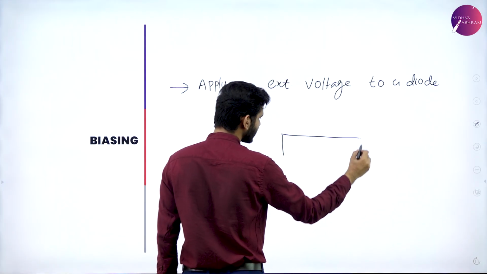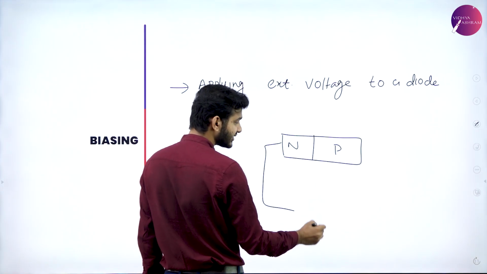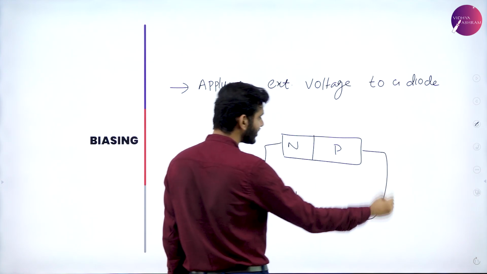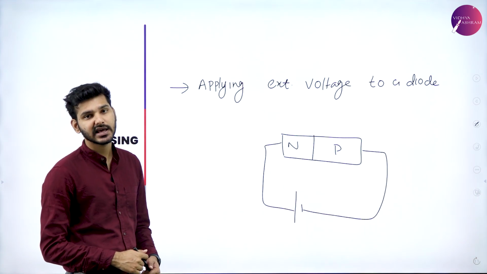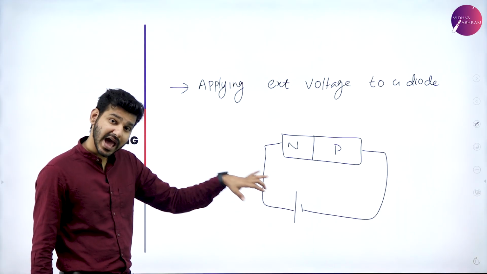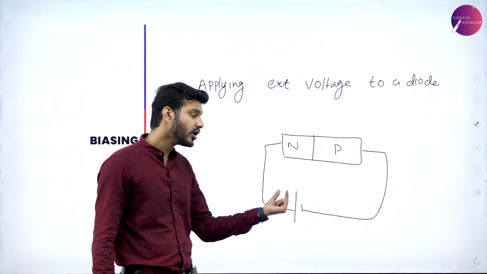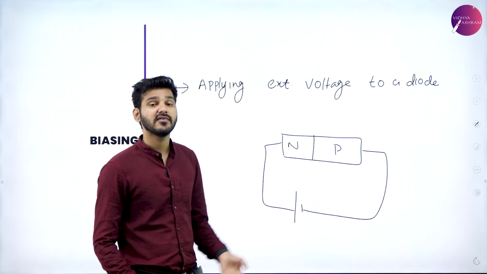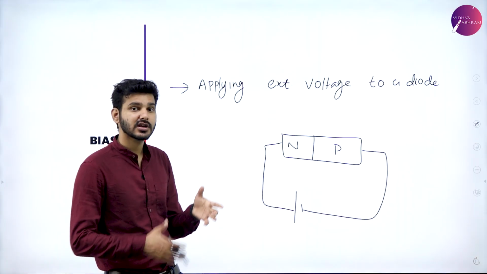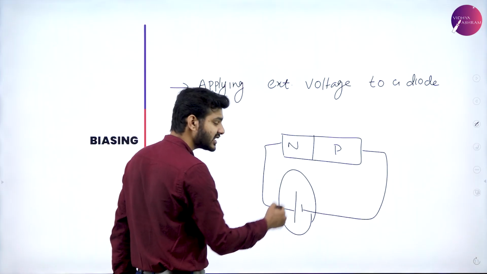So imagine that this is a semiconductor diode. That is a PN junction. If I apply a voltage to this particular diode, this process is known as biasing. Depending on whether I am connecting the positive side to the positive side or the positive side to the negative side, we have forward biasing and reverse biasing. That is what forward biasing and reverse biasing are, depending on where the battery is connected.